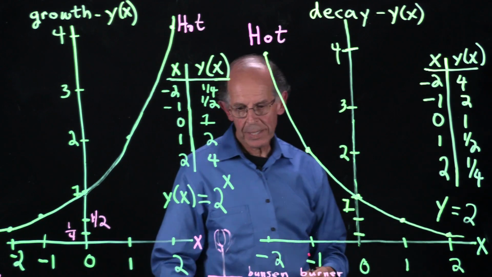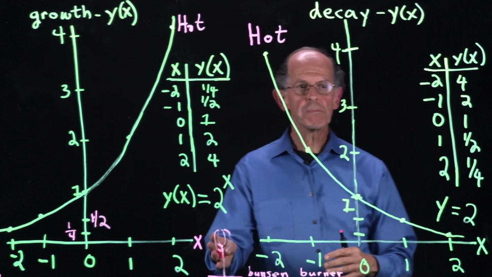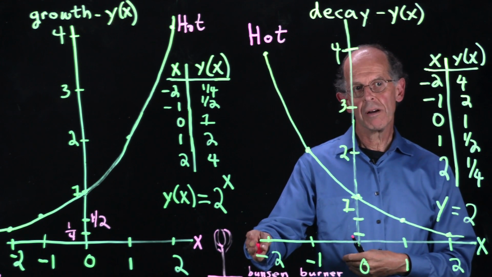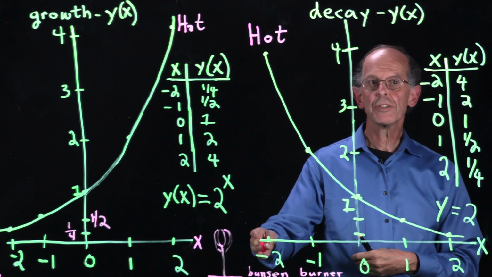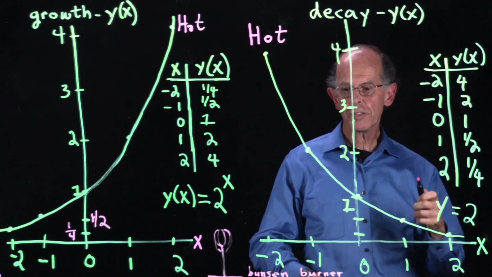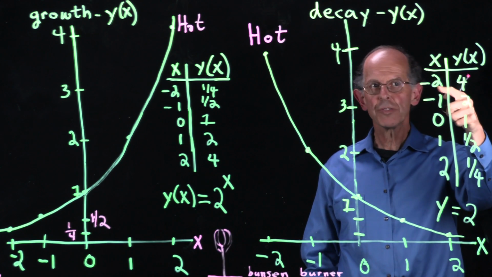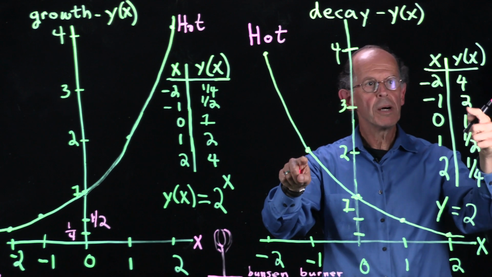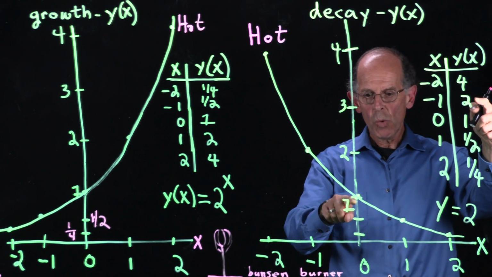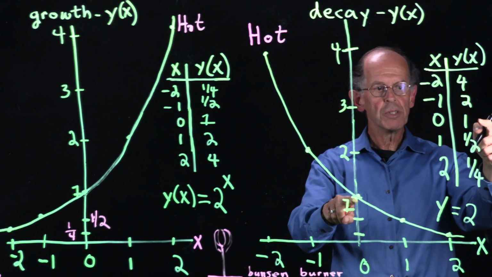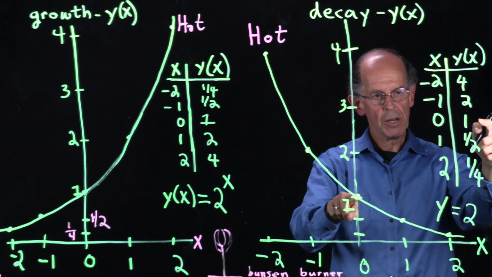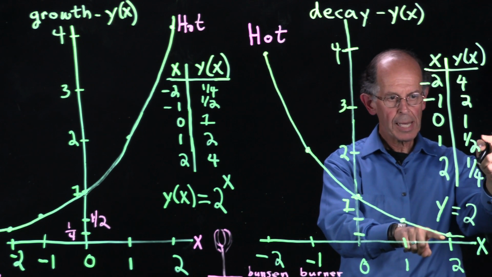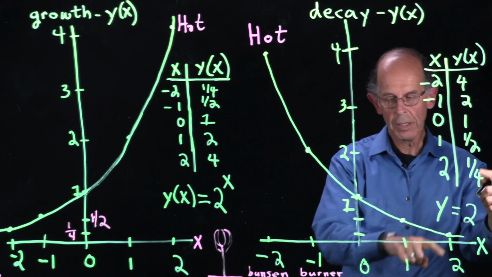Let's go the other way now. You can see the Bunsen burner is between two rods. So now we're heating the left end of the rod. The left end of this rod is hot. So let's look at the graph. When x is negative 2, it's 4. When x is negative 1, it's 2. When x is 0, we have 2 to the 0, which is 1. When x is 1, it's a half. And when x is 2, it's a quarter.